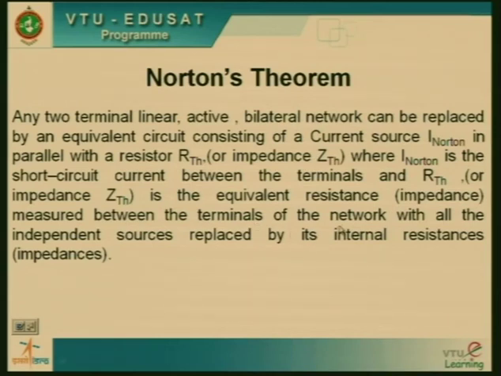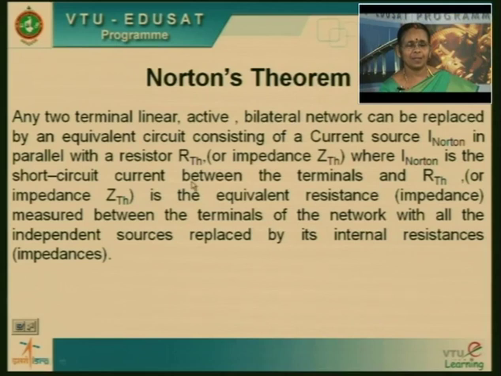The statement of the theorem remains the same. You can observe any two-terminal linear active bilateral network. Here I have used the same three words, linear active bilateral network. In Thevenin's theorem, such a network was replaced by a single voltage source in series with a single resistance or impedance. Here it can be replaced by an equivalent circuit consisting of a current source, which we call I Norton, in parallel with a resistance R Thevenin or R Norton. R Thevenin and R Norton are one and the same.